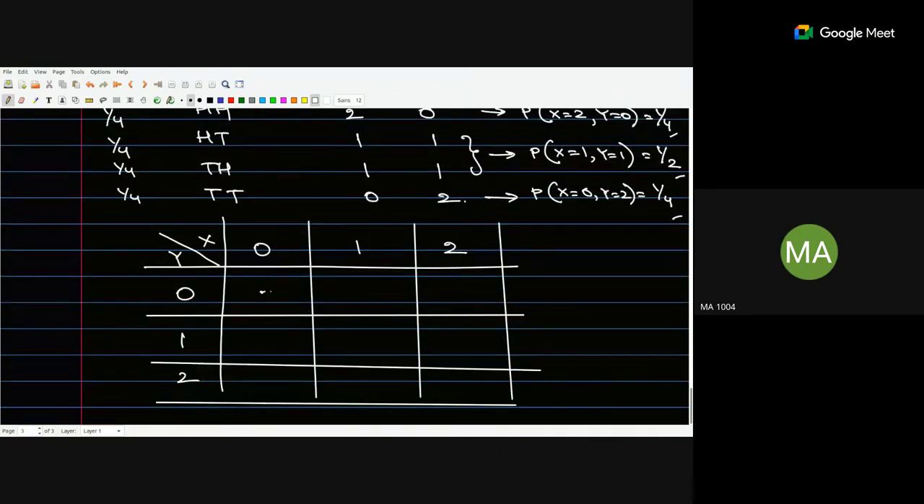Now, so this will be 0. This is not possible. And x being 1 and y being 0, this is also 0. X being 2 and y being 0, so that's probability 1 by 4.